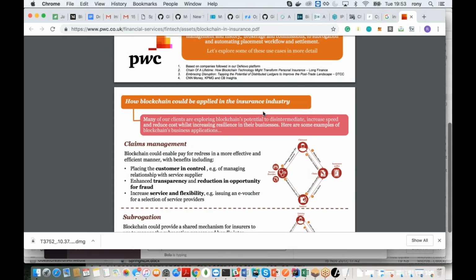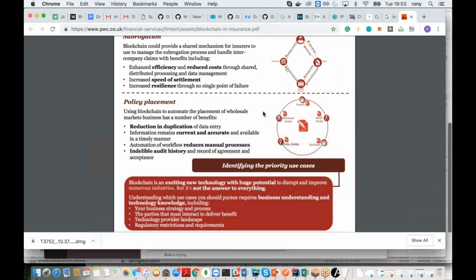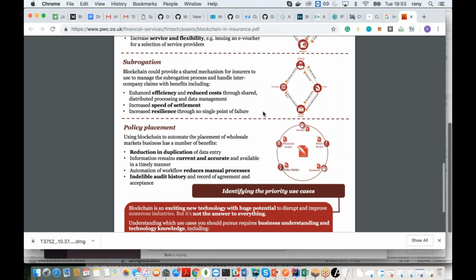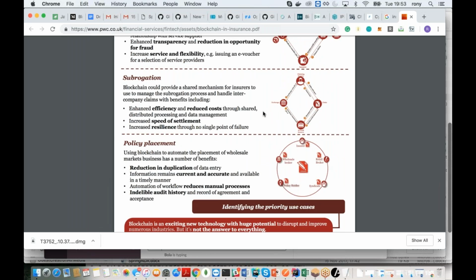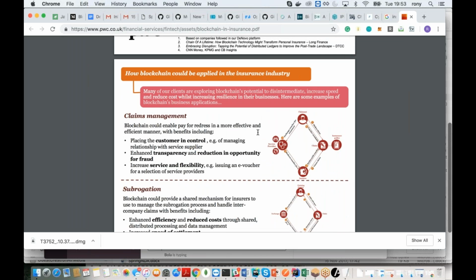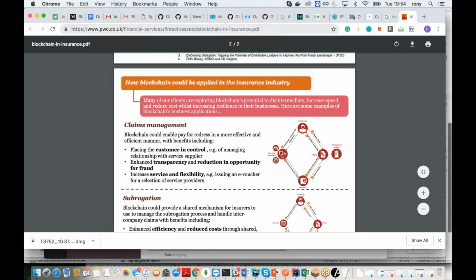And this is the one paper from PwC, right? This is blockchain in insurance, right? So they're talking about subrogation, policy placement, claims management, right? So how could we apply it to any of our clients exploring blockchain potential to disintermediate, increase speed and reduce cost while improving resilience? Can you share this with us? Yeah. Looks like good stuff.